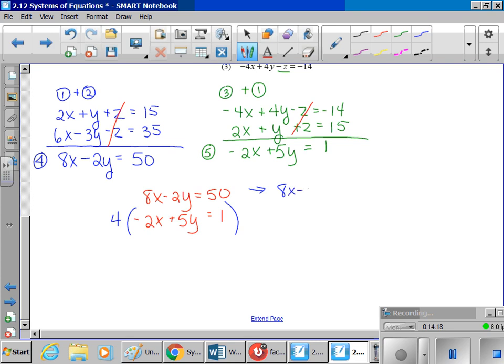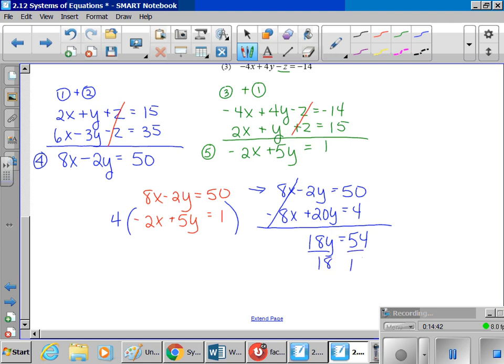So 8x minus 2y is equal to 50. Negative 8x plus 20y is equal to 4. And now let's add these together. And we cancel these out. And I'm going to get 18y is equal to 54. Divide both sides by 18. And y is equal to 3.